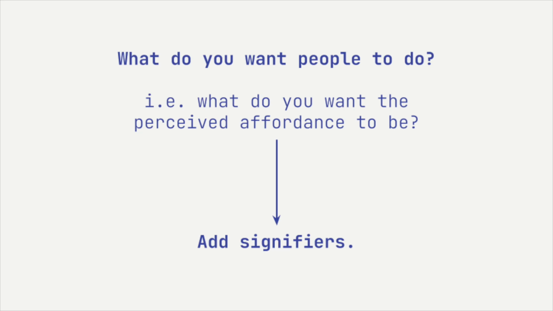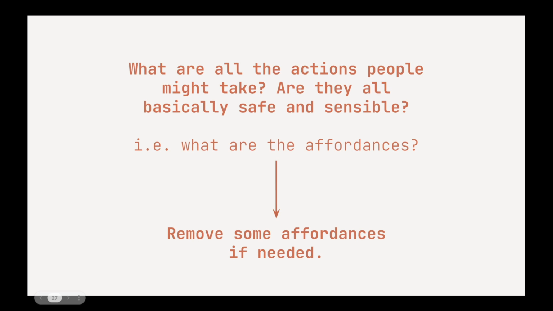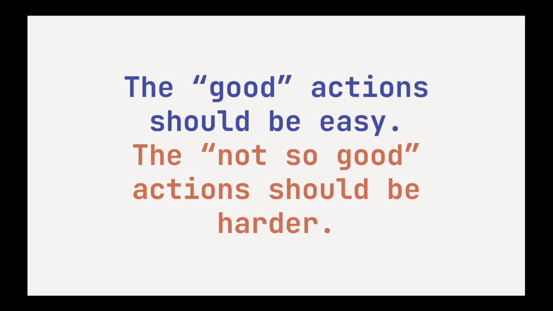So the practical way you can use these concepts of signifiers, affordances, and perceived affordances: first think, what do you want people to do? And then add signifiers that point to that. Then you want to go a step further and think, what are all the actions people might take? Are they all basically safe and sensible? Like, what are all of the affordances? And then you can remove some of the ones you think are more likely if you think it's necessary to remove them. You can also just remove some of the signifiers to make them a little less perceived and a little more discoverable affordances for people who really need them. The good actions should be easy, and the not so good actions should be harder.